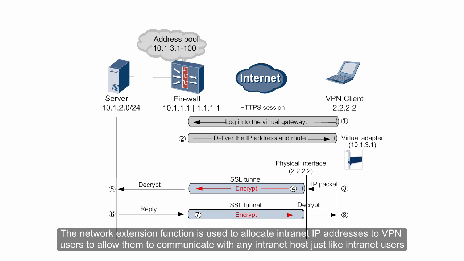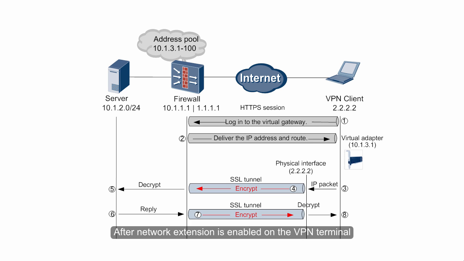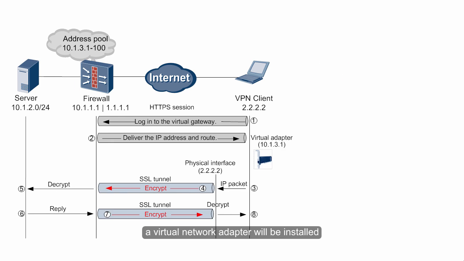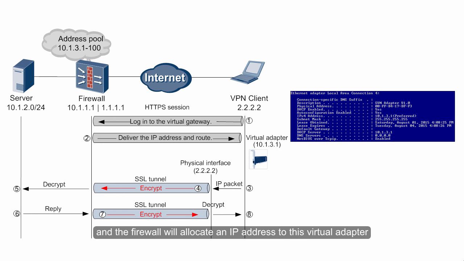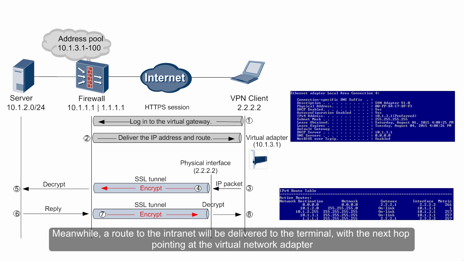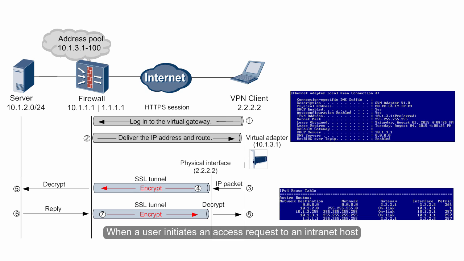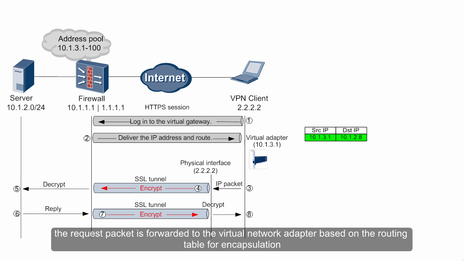The network extension function is used to allocate intranet IP addresses to VPN users, to allow them to communicate with any internet host just like intranet users. After network extension is enabled on the VPN terminal, a virtual network adapter will be installed, and the firewall will allocate an IP address to this virtual adapter. Meanwhile, a route to the intranet will be delivered to the terminal, with the next hop pointing at the virtual network adapter. When a user initiates an access request to an intranet host, the request packet is forwarded to the virtual network adapter, based on the routing table for encapsulation.